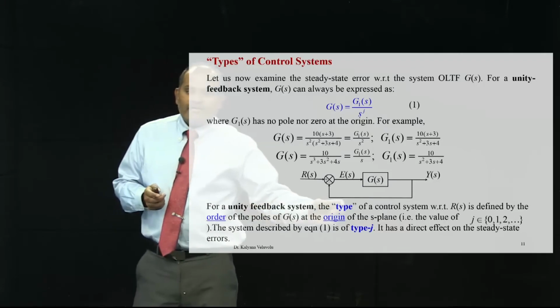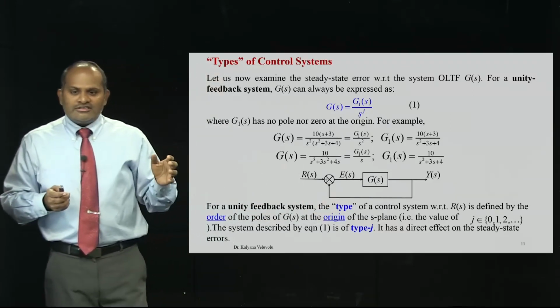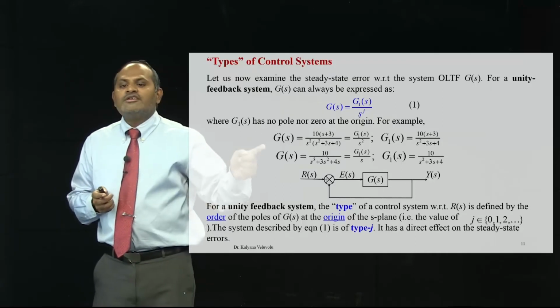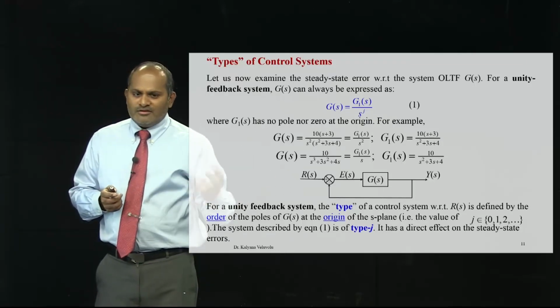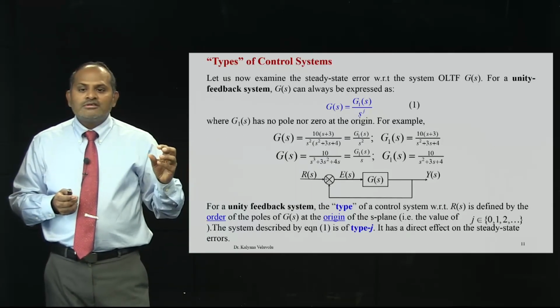So, it has a direct effect on the steady state error performance. So, we are going to actually study the error constants for various types of systems. As I told you, type is the number of poles at the origin.